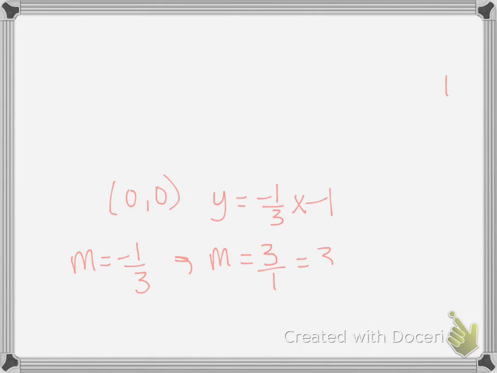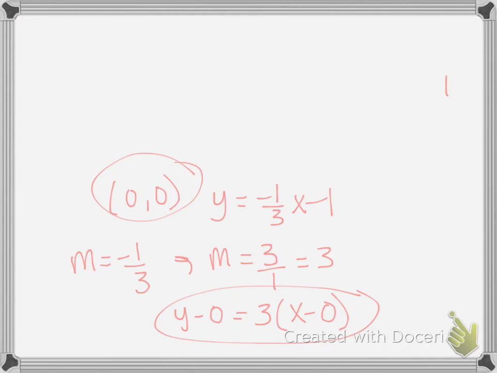Okay, now we got the point 0, 0 and the equation y equals negative 1/3 x minus 1. So my slope right now is negative 1/3. We do the double flip. It becomes positive. When I flip my fraction, it becomes 3/1, which is just 3. And then we got this point. So y minus my y value, my new slope, x minus my x value. There's my equation.